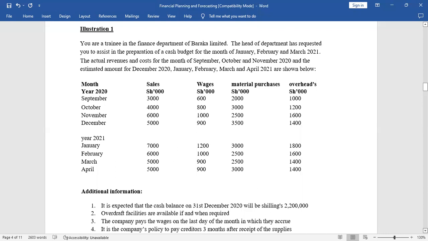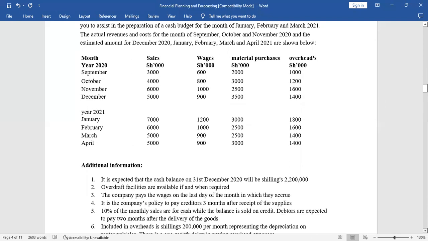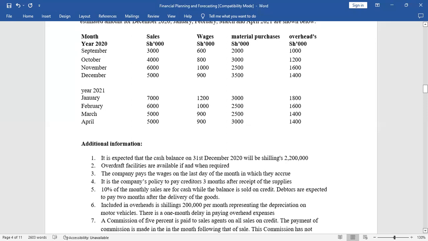You've got the figures for sales, wages, material purchases, and overheads. So you've been given for September, October, November, December for the year 2020. And for the year 2021, you've been given for the duration January to April. Normally, you'll be given some historical data to help you make a decision or to make you understand the underlying cases should you require to make use of the historical data.